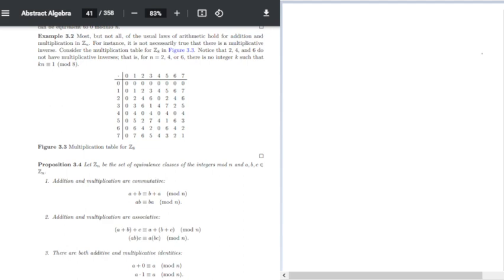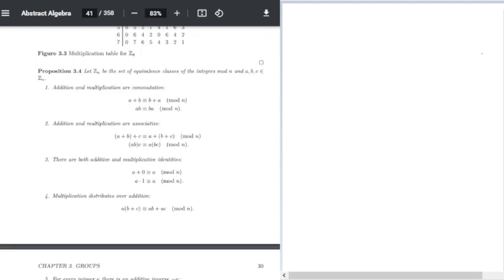Notice that all these are coprime to 8. All numbers that do not have a multiplicative inverse in this case share a common divisor with 8. This will be shown in full generality later, but because this is a preview of things to come, I'm not going to belabor that point too much.